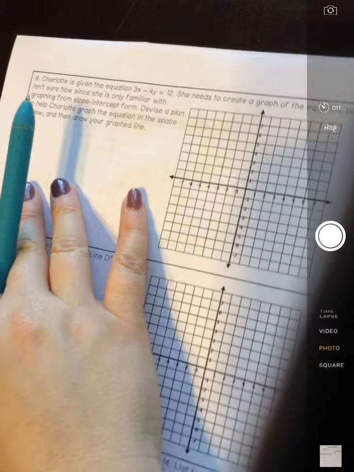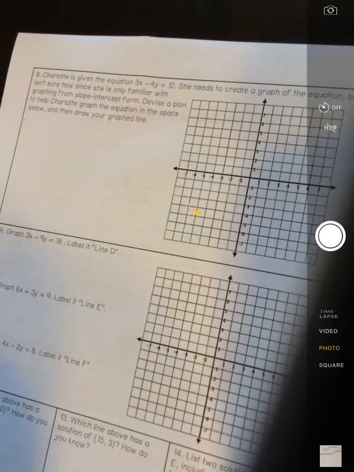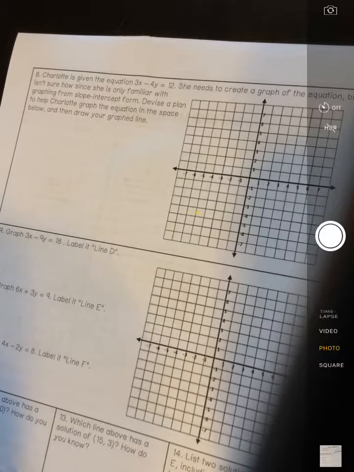Charlotte is given the equation 3x minus 4y equals 12. She needs to create a graph of the equation but isn't sure how since she's only familiar with graphing from slope-intercept form. Devise a plan to help Charlotte graph the equation in the space below and then draw your graph line. So she's only familiar with slope-intercept form. So what could be another way that we could do this?